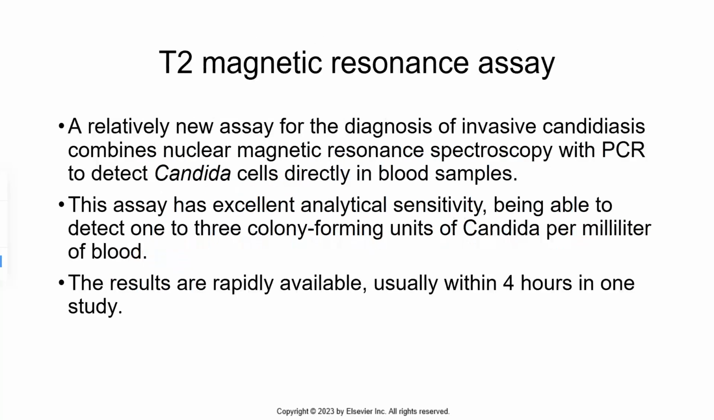The T2 magnetic resonance assay, a relatively new assay for the diagnosis of invasive candidiasis, combines nuclear magnetic resonance spectroscopy with PCR to detect Candida cells directly in blood samples. This assay has excellent analytical sensitivity, being able to detect 1 to 3 colony-forming units of Candida per milliliter of blood. So that means 1 to 3 cells of Candida per milliliter of blood. The results are rapidly available, usually within 4 hours in one study.